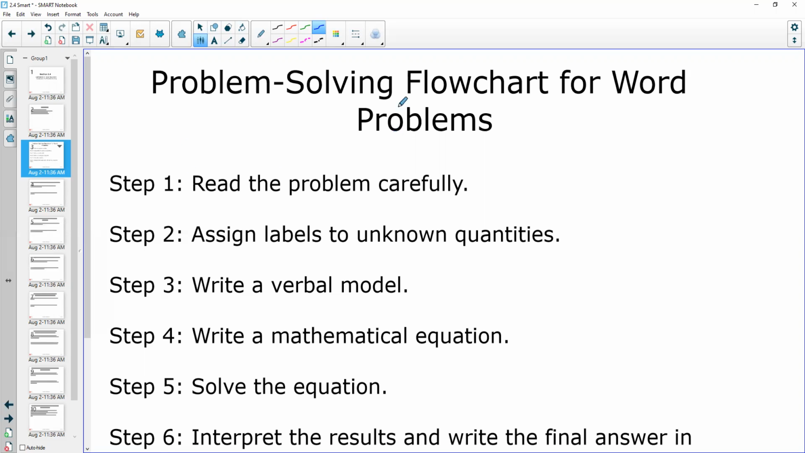So these are the essential steps here. We always read the problem carefully. If there is something unknown in the problem, assign a label. That's just simply like, make it X. Write a verbal model, so turn it into an equation. Sometimes, actually, equation is step 4. Sometimes a verbal model is like writing the words, this quantity plus that quantity is this thing, and sort of simplifying the written words that are there. We won't always do this in these problems, but there are other cases where it will help us.